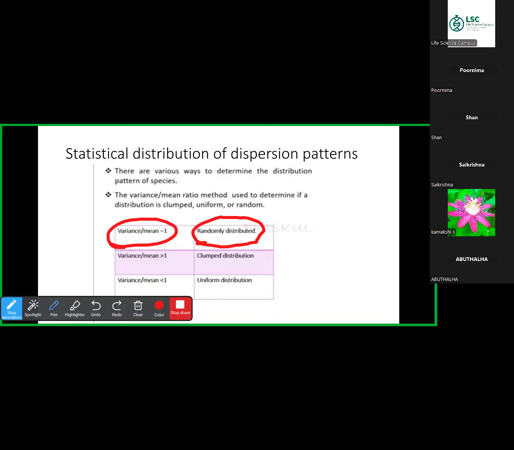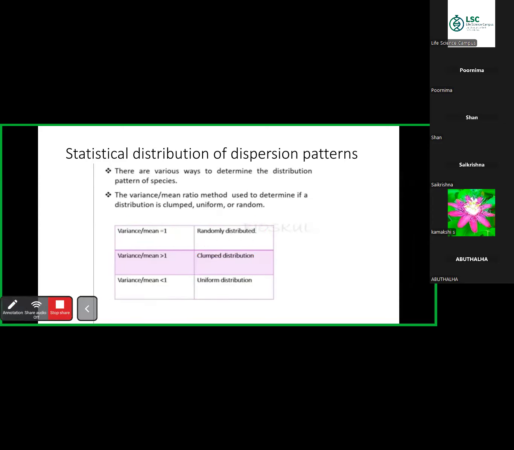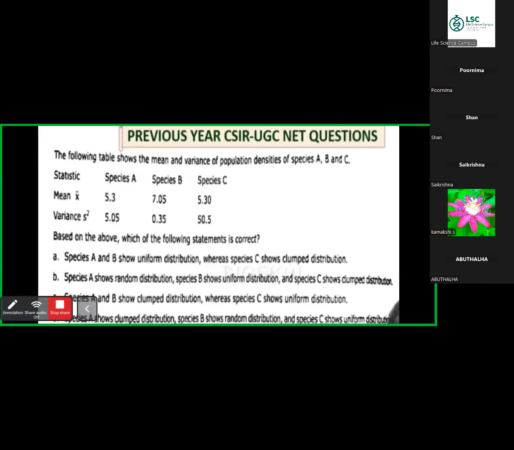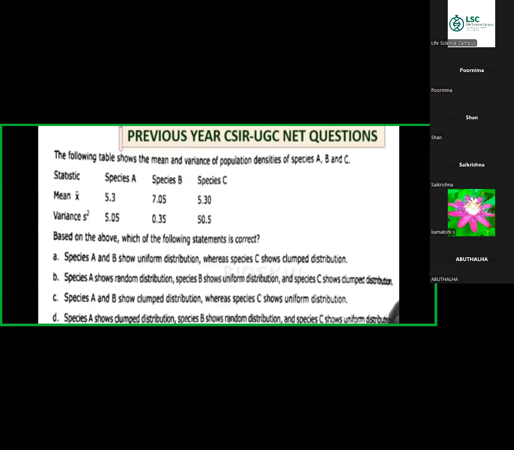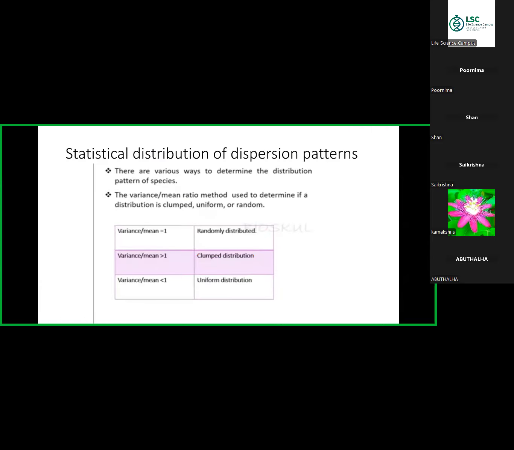If it is greater than 1, then it is clumped distribution. If it is less than 1, then population will show uniform dispersion. If you understand this table, you can do this question. So please remember this table.